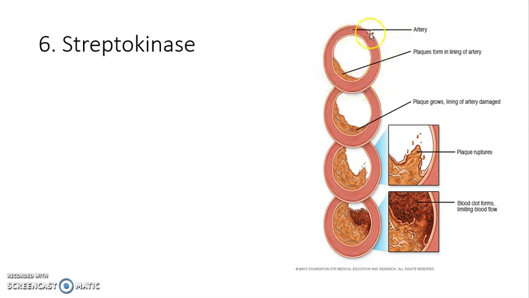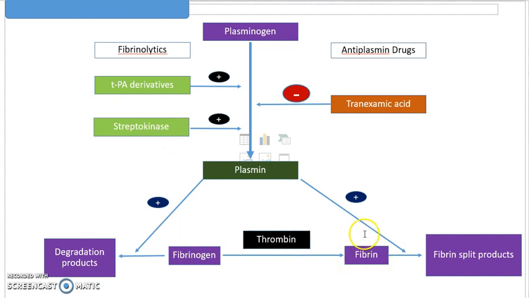So just a short recap. We have the artery and then the plaques forming, and then the plaque grows in atherosclerosis, and finally the lining of the artery sometimes gets damaged, and then the plaque ruptures. Because of the rupture, the coagulation mechanism comes in, jumping in to stop this bleeding. So the blood clot forms and it will limit the blood flow. And this is where we want alteplase, the rTPA, and the streptokinase to act and dissolve this thing. So we want it to dissolve fibrinogen, dissolve fibrin.